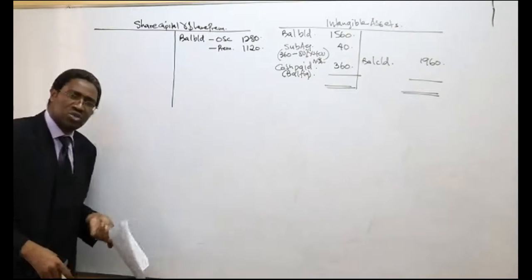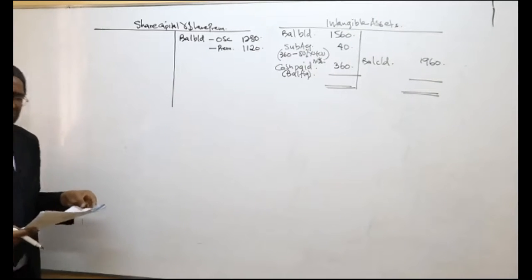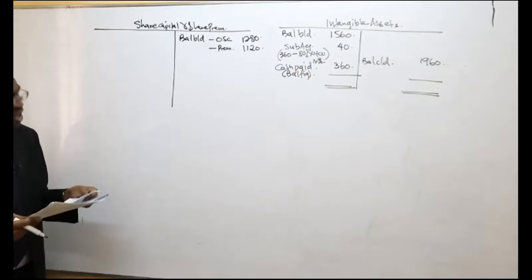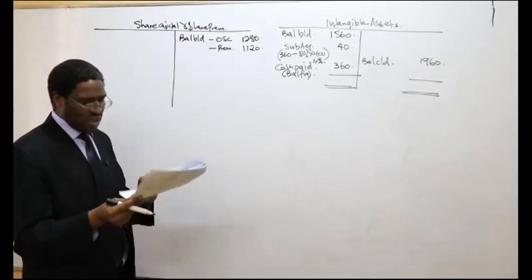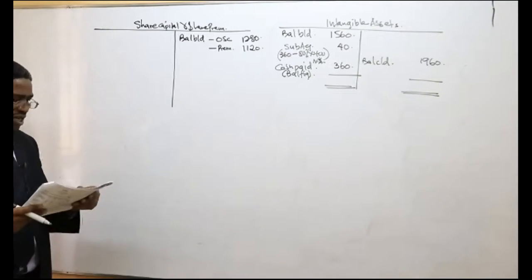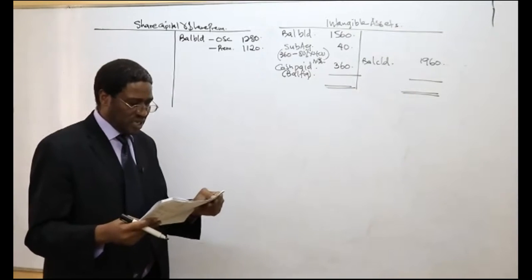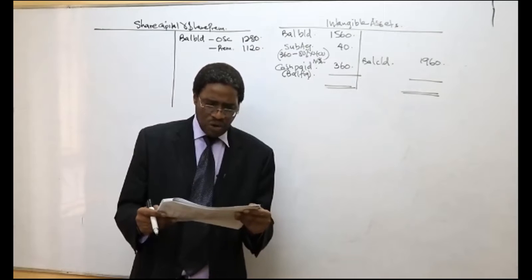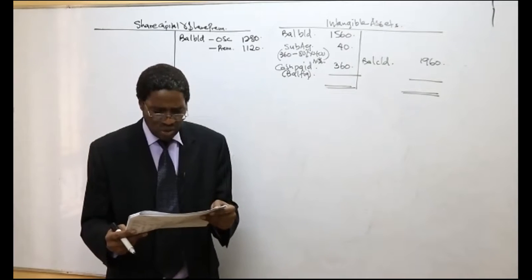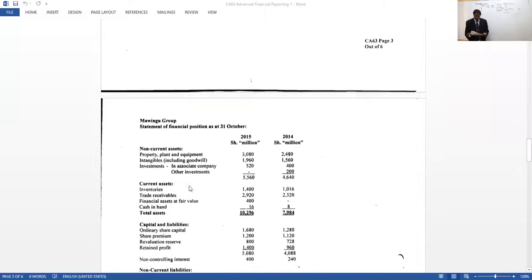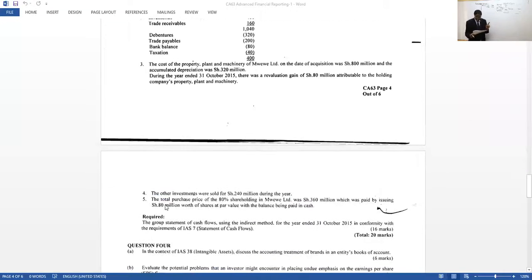Then we go through the question looking for whether there was anything in the additional information that affects these two accounts. From the question, note number 1, there is nothing. Number 2, there is nothing. Number 3, there is nothing. Number 4, nothing there. Number 5, they are saying the total purchase price of 80% shareholding in Huawei Limited was 360 million, which was paid by issuing shares worth 80 million at par with the balance being in cash.